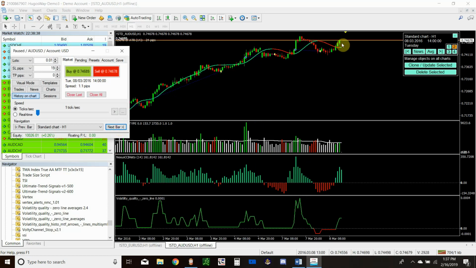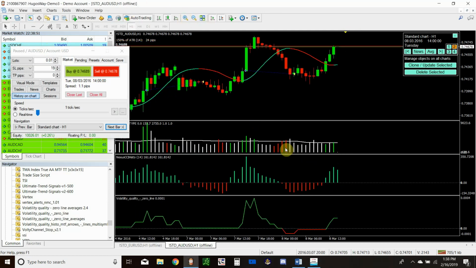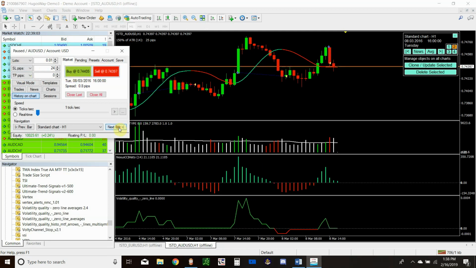Okay, so we've got green here, we've got green here. As you can see, the green is just barely above the line right there. We can zoom in a little so you can see that right here, just barely above the line. So we'll go ahead and buy. Got 24 pips stop loss. Buy. And we got stopped out.